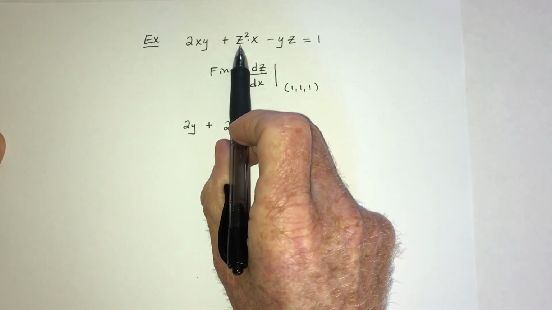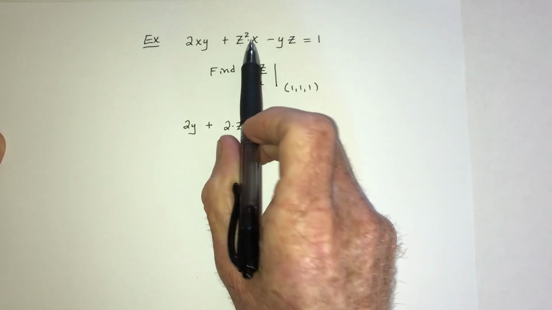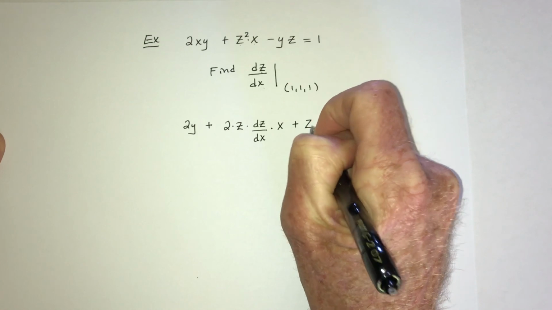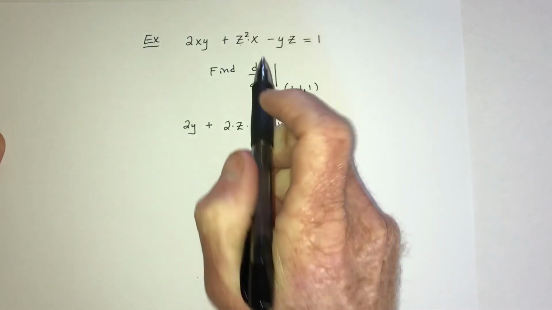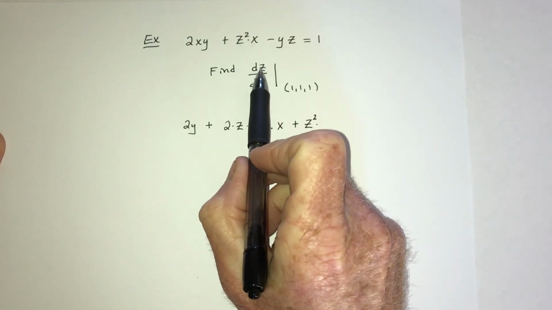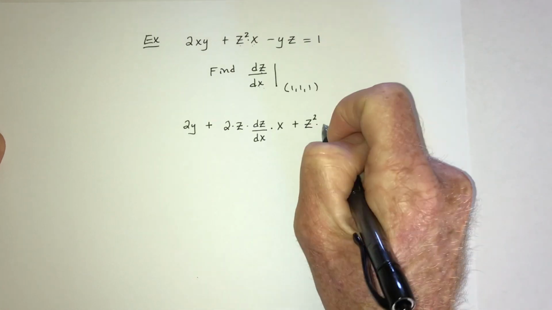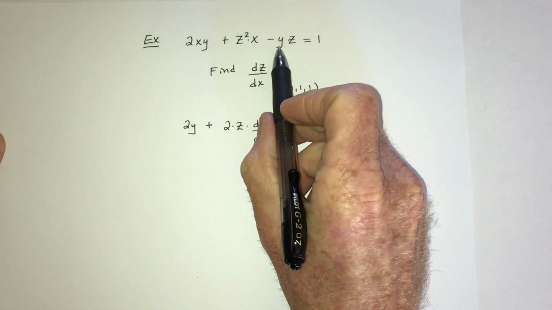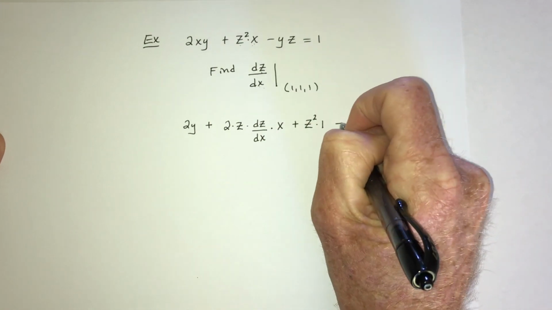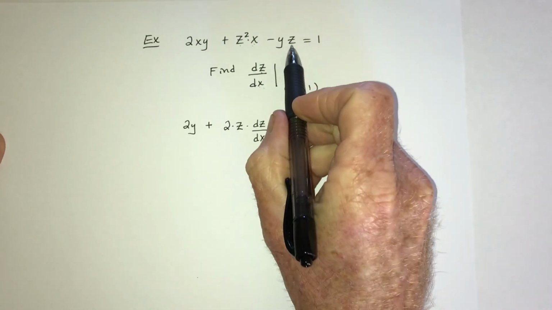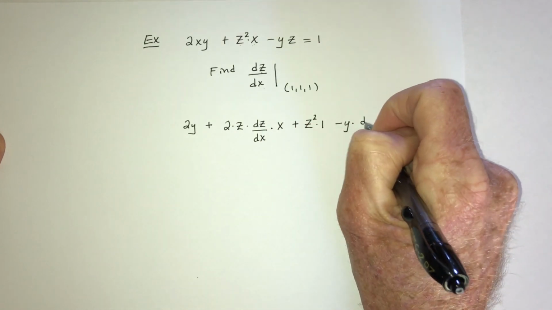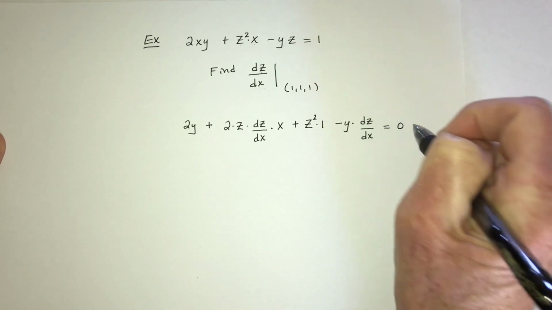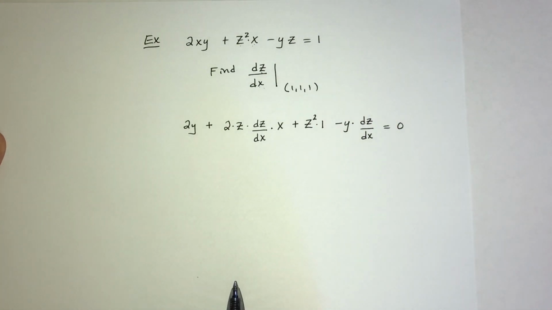So I've only done the derivative of this. Now I need to leave this alone. Now I'll leave the z squared alone and take the derivative of x. So that would say dx over dx, so that's just a 1. And then over here, the y is constant, so negative y stays there. And take the derivative of z, so that would be dz dx. And on the right side, the derivative is 0.